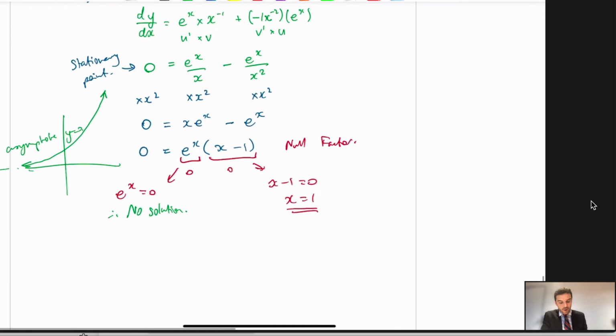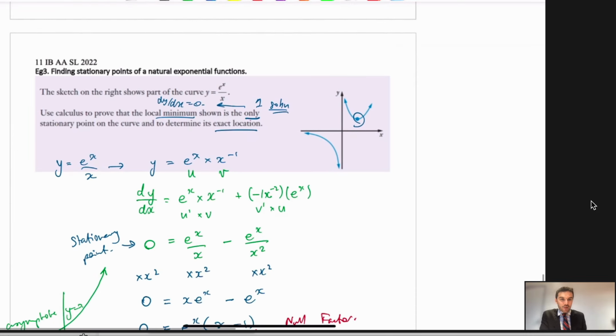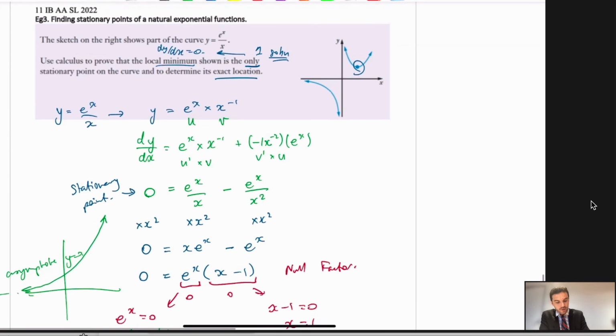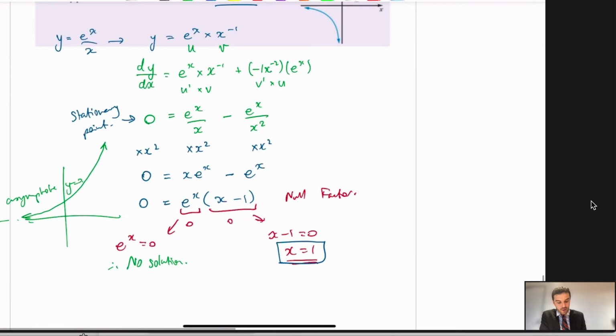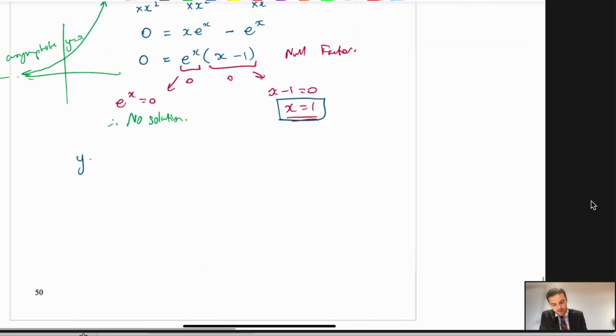Now this we hope is the minimum. We can double check that, but we can see from the graph that it must obviously be the minimum. And now we need to find the coordinate. So what we can do is we can go, this is 1 comma something. So let's sub 1 into our original y function, which is here. Okay, so y is equal to e to the x on x. Let's sub in 1. y is equal to e to the 1 on 1. And therefore we now have our coordinate 1 comma e to the 1. Okay, and then we have it.